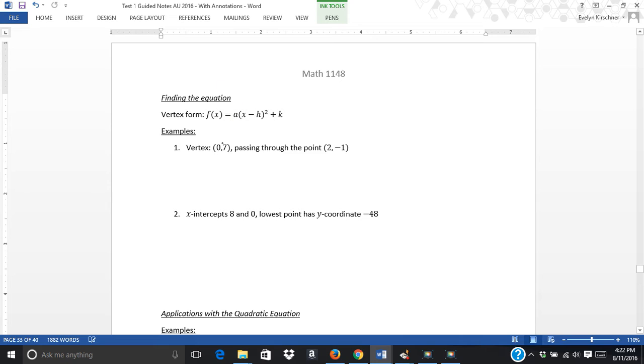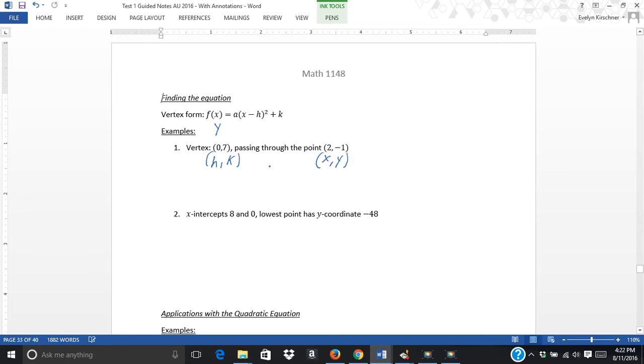Well, you have 2 points here. Your vertex is an H and a K, right? And this is just any point on your curve, X and Y. And so you could plug it all in here. Remember, f of X is the same as Y. I could plug it all in. If I find A, then I'll get my equation.